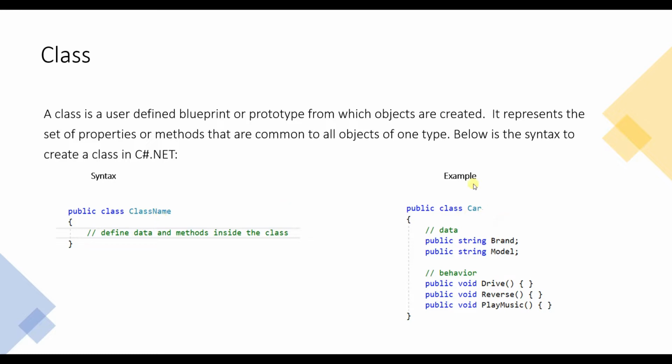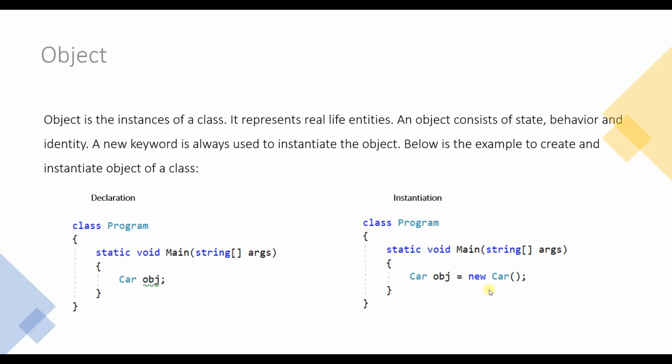So here you can see the example. We have created a class with the name car. It has few properties as well as few methods inside it. Next we have object. Object is the instance of a class actually. So it represents the real life entity. An object consists of state, behavior, and identity.